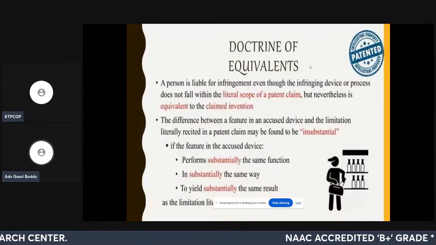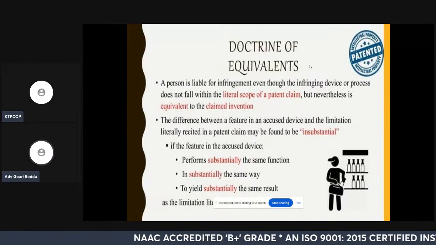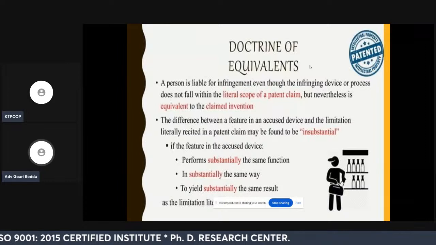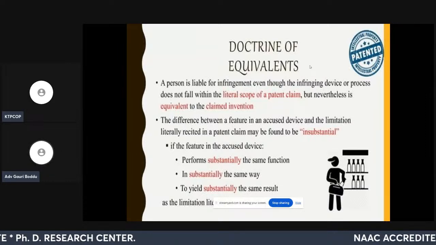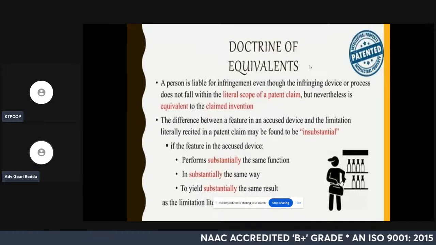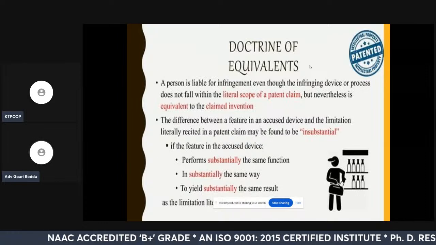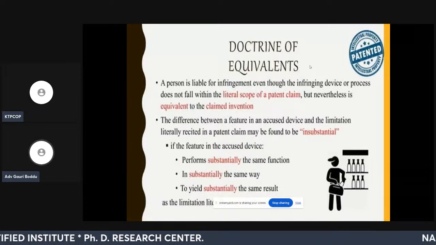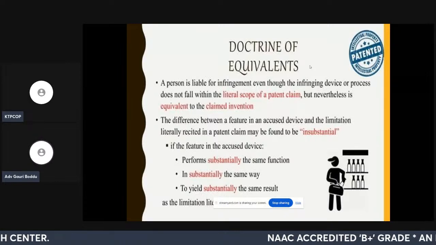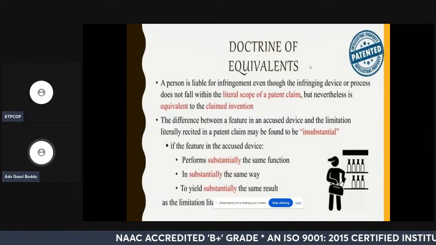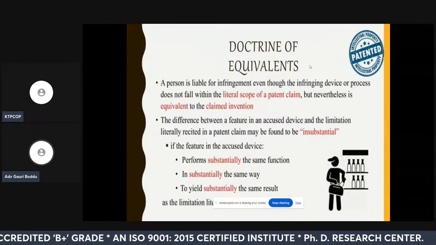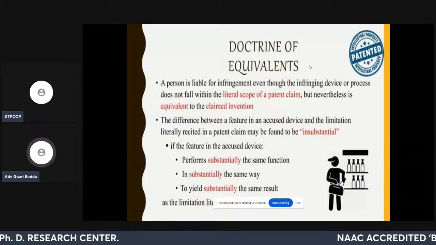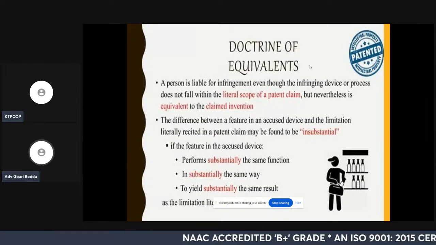So let's see the next, doctrine of equivalence. So now what does the doctrine of equivalence say? The doctrine of equivalents is a legal principle that allows a patent holder to claim infringement even when the accused product or process does not literally fall within the patent claim, but is functionally equivalent to the patented invention. A person is liable for infringement even though the infringing device or process does not fall within the literal scope of a patent claim, but nevertheless is equivalent to the claimed invention. The difference between a feature in an accused device and the limitation literally recited in a patent claim may be found to be insubstantial if the features in the accused device perform substantially the same way to yield substantially the same result as the limitation literally recited in the patent claim.